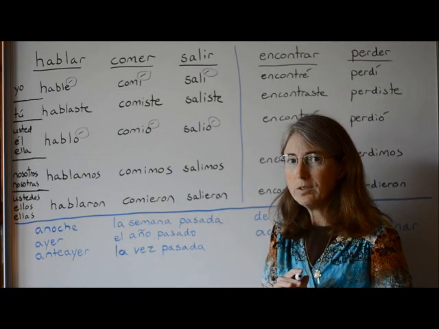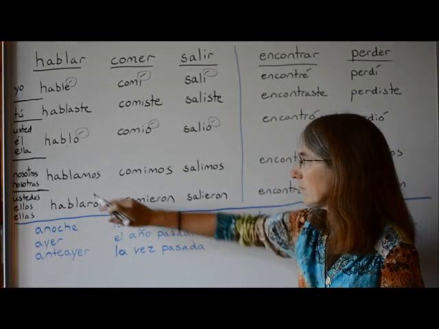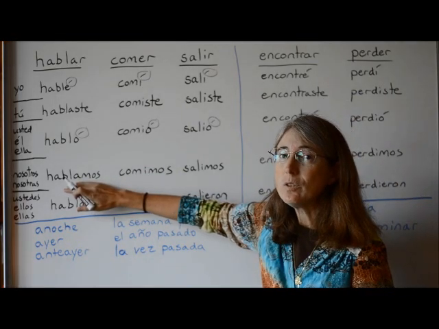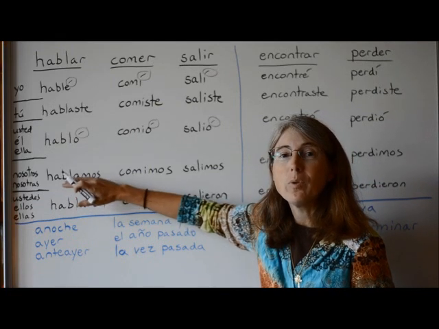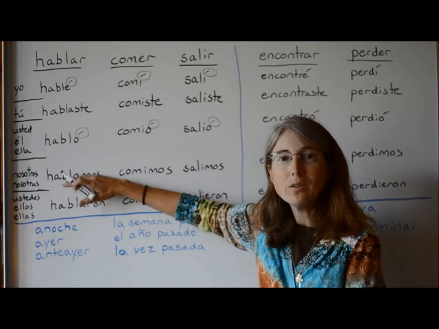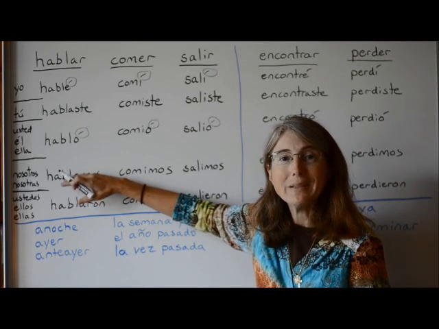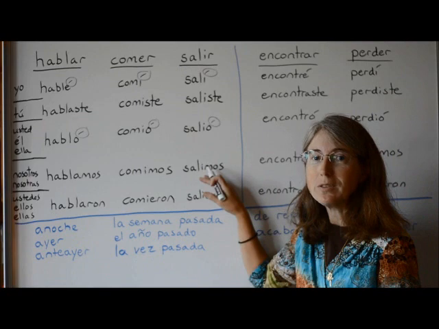Another thing we need to notice is the nosotros form for the AR verbs is identical to the nosotros form in the present tense. So the way we tell if we're talking about preterite or present tense is by the context of the sentence. So it's spelled exactly like the present tense. And for IR verbs, the same thing, spelled just like the present tense.